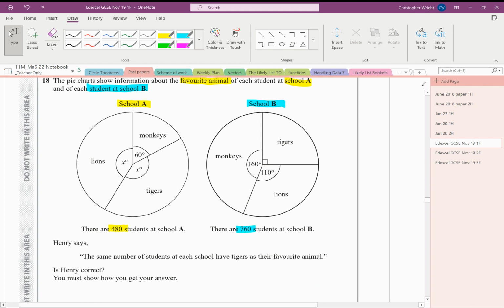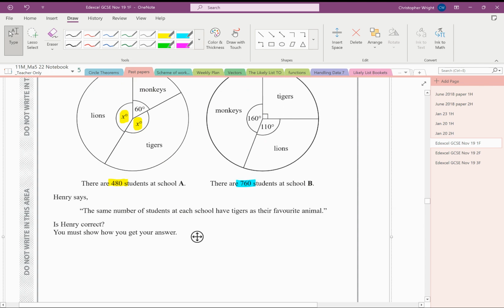In School A, it looks like people like monkeys, lions, and tigers. If I look carefully, I can see the same number of degrees here for lions as tigers. That must mean the same proportion of the school like lions as like tigers, so the same number of students like lions and like tigers. Now let's have a quick look at School B. I see they also like monkeys, tigers, and lions.